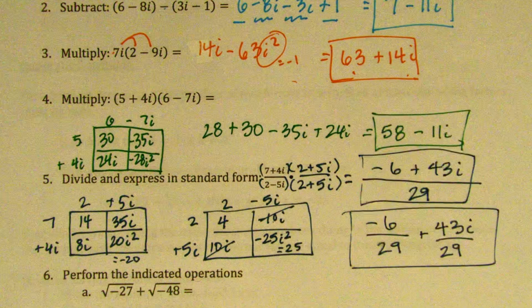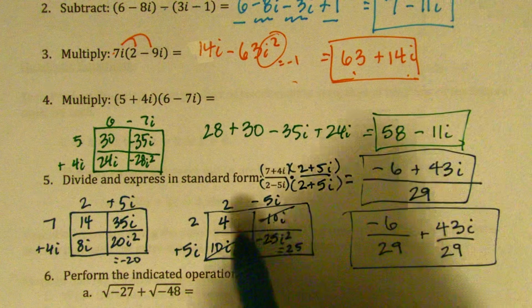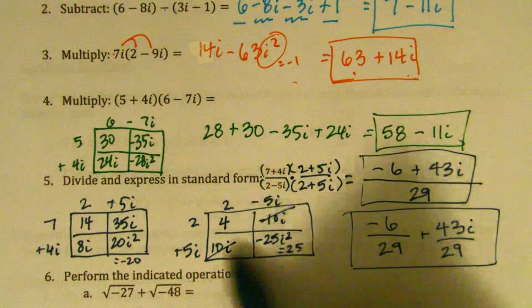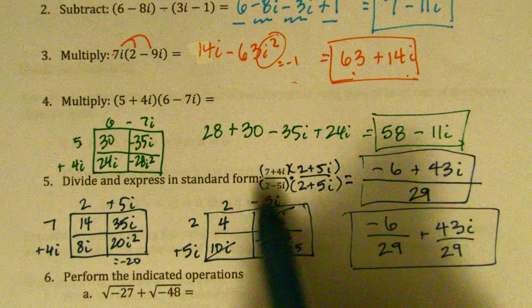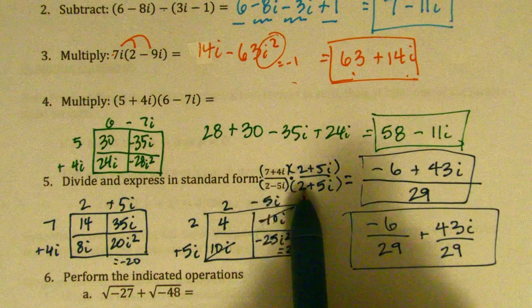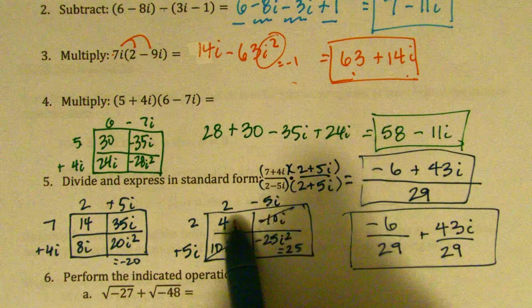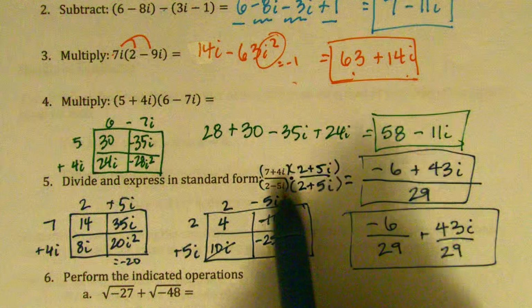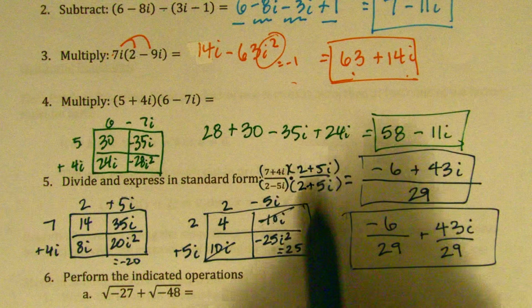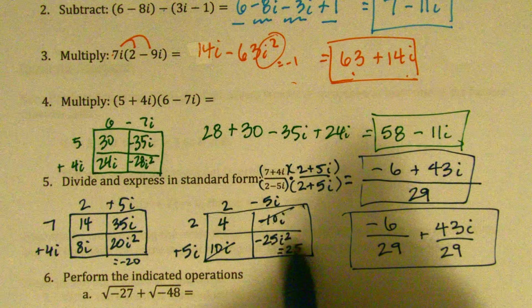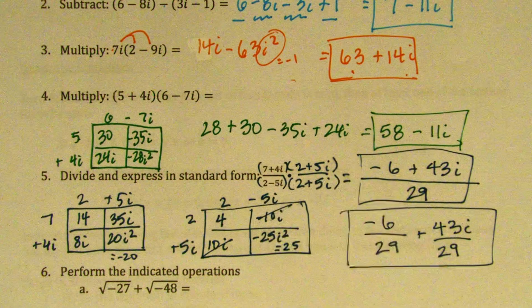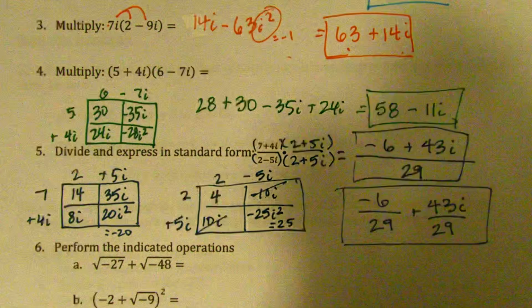All right, so the shortcut I was mentioning is we really don't need to do a box for the bottom. These pieces will always cancel out. So all you really need to do is the first times the first. 2 times 2 is 4. And the last times the last. Negative 5i times positive 5i is negative 25i squared. And then simplifying that, we get the 25 and the 4 and get 29. One more on this topic.